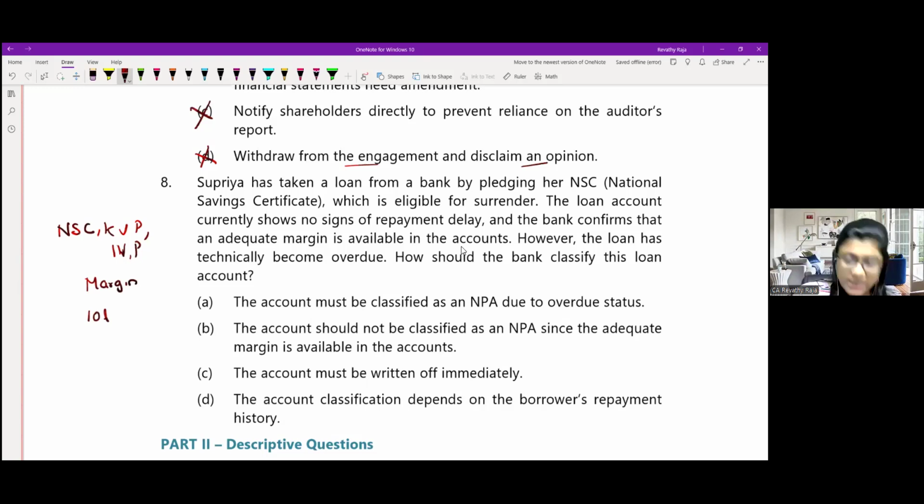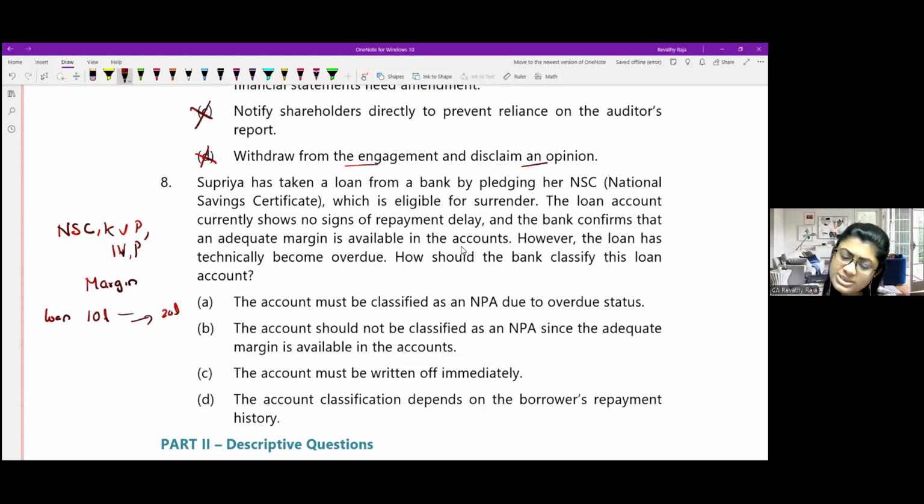Assume loan amount is 10 lakh. Security amount more or lesser? Security amount should be more. Say 20 lakhs. The difference is margin. Provided you have margin, central government guarantee, central government security, it won't be NPA. If it is guaranteed by central government or backed by central government security, it won't be NPA.